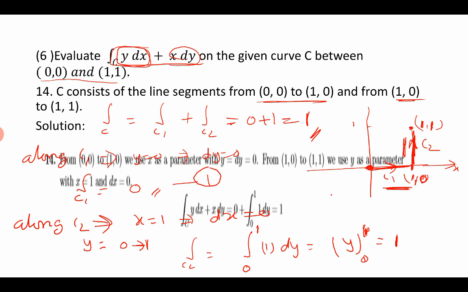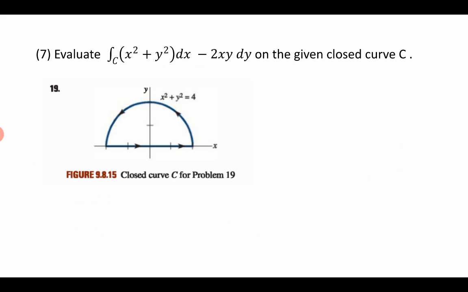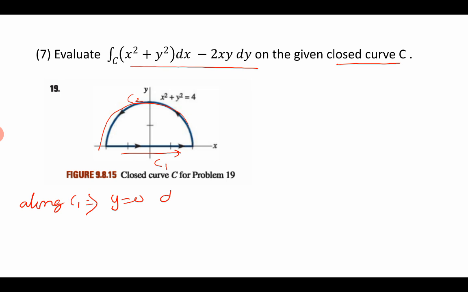Okay, this chapter has not been done yet. We have to again integrate this one along the closed curve C. Take these two piecewise curves. This is C1, another one is C2. This entire curve is C. Along C1, as usual, it is the x-axis, so y is 0, dy is 0. This part will be 0 and this part will be 0. So the integral over C1 is x square dx.